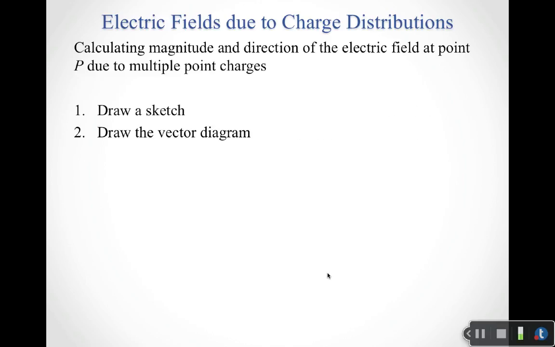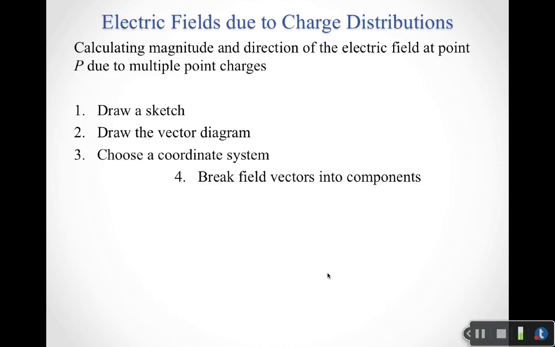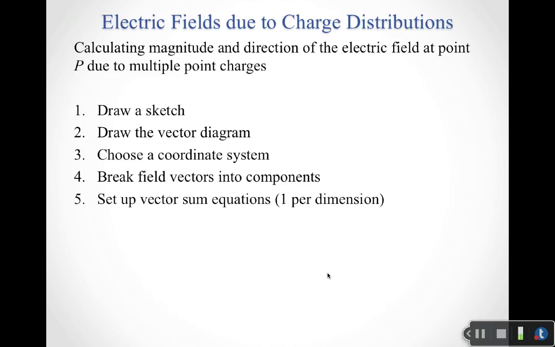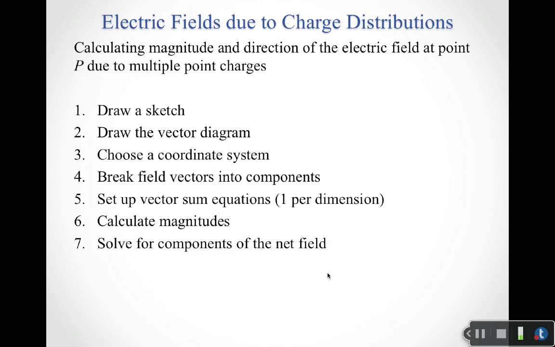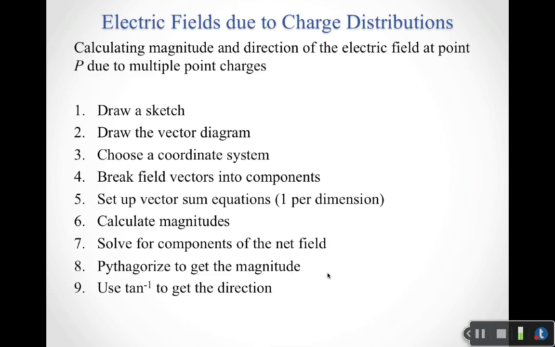So just to review, what was that process? Well, we would draw a sketch, then we'd draw the vector diagram showing all the field contributions from each of our point charges. We'd pick a coordinate system. We'd break those field vectors up into components. We'd set up the vector sum equations. We'd get to do one per dimension. We'd calculate the magnitudes and plug those in. We'd solve for the components of the net field. We'd Pythagorize to get the magnitude, and then we'd use inverse tangent to get the direction.